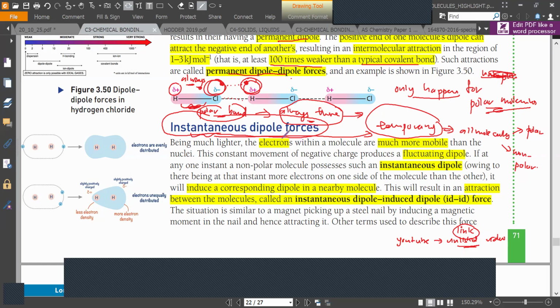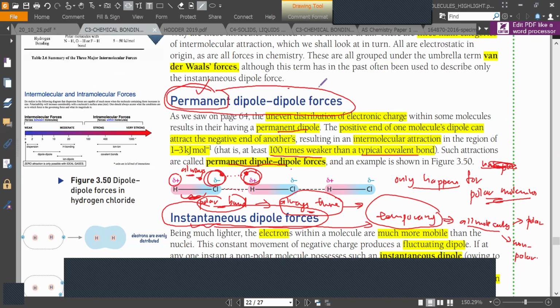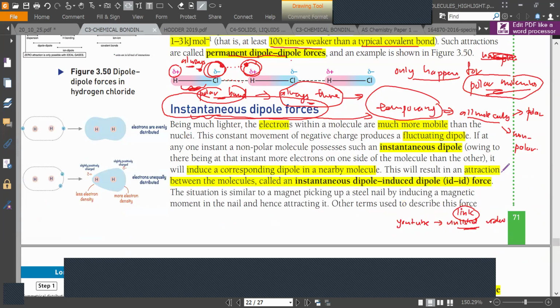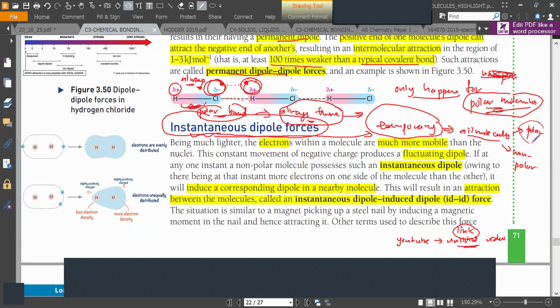Okay, yeah, so coming back to here, this instantaneous dipole can happen for all molecules. So just now, this permanent dipole only happens for polar molecules. This instantaneous dipole is for all molecules, polar or non-polar. Why? It only has one condition: you just need to have electrons. As long as you have electrons, this instantaneous dipole can happen. Every molecule has electrons, so every molecule can have the instantaneous dipole. So yeah, it's there all the time.